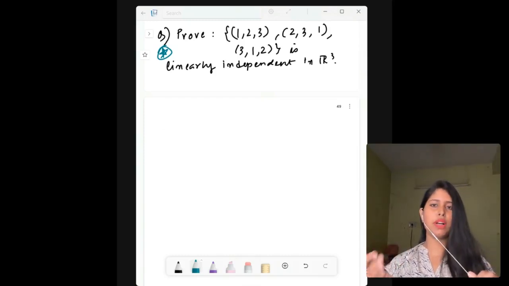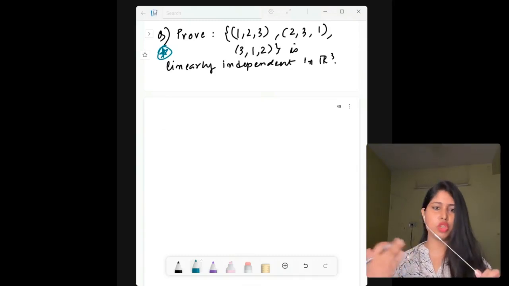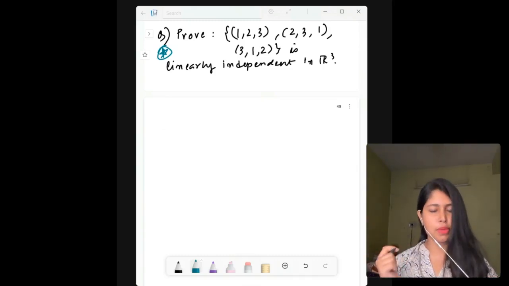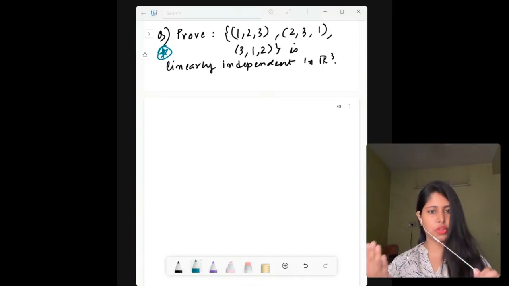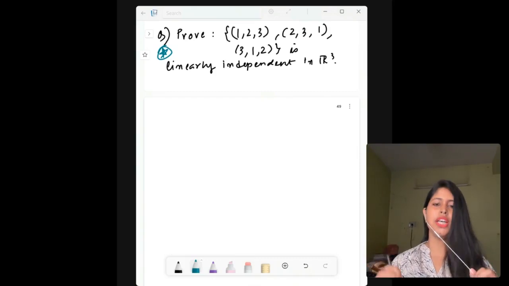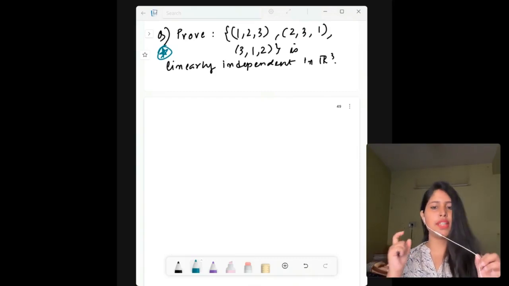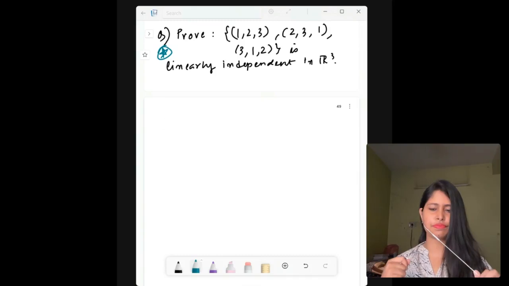Then what do we need to do? We need to set up this equation and expand it. Then we will get a system of three linear equations. We will solve these equations, and when we solve them, we will get c1 equals c2 equals c3 equals 0. If we get that, then we can say that this set is linearly independent.